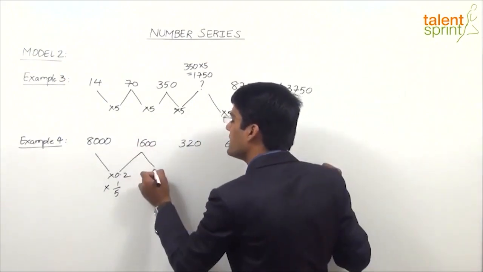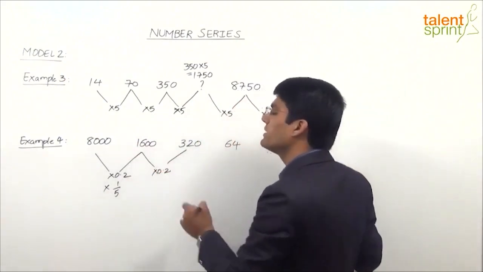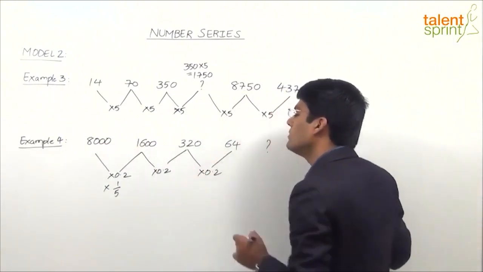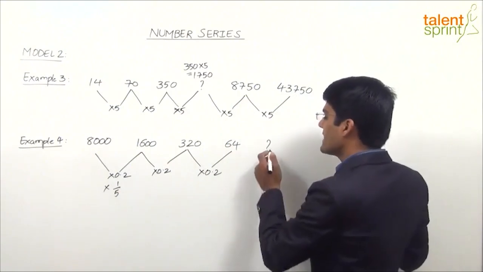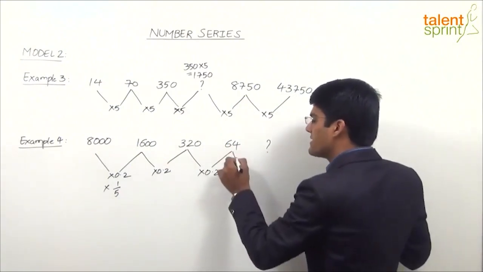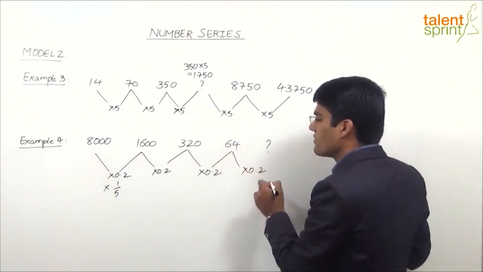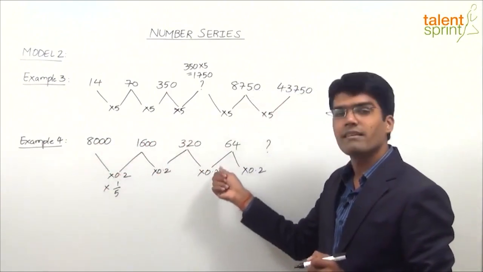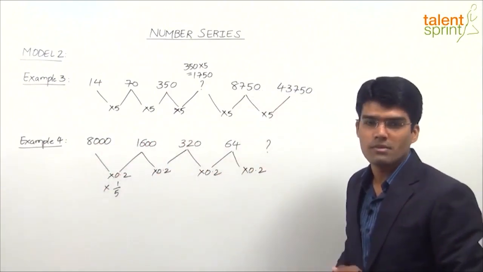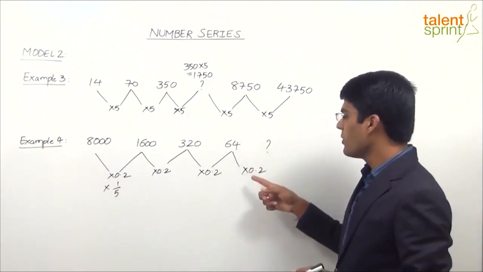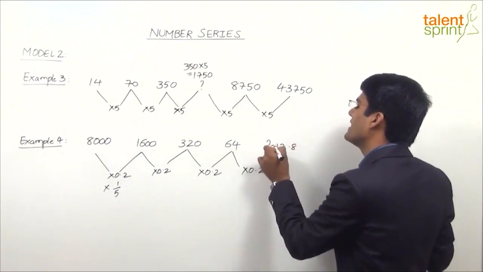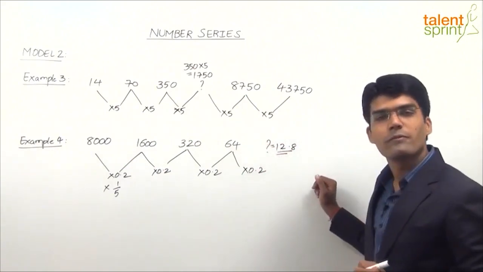Similarly, 1,600 into 0.2 will be equal to 320. 320 into 0.2 will be equal to 64. So here we can say that the next term can be obtained when 64 is multiplied with 0.2. Why? Because so far we have observed that each term when multiplied by 0.2 gives us the next term. So that has to be the logic behind the given series. So 64 into 0.2 is equal to 12.8. So we can say that the question mark here will be equal to 12.8.